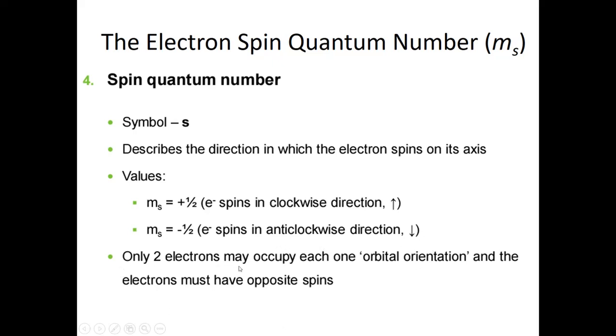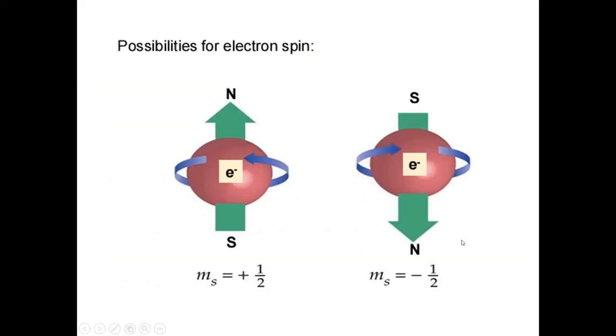Only 2 electrons may occupy each one orbital orientation and the electrons must have opposite spin. So selalunya dia mesti ada opposite spin lah, satu ke atas, satu ke bawah. Maksudnya satu clockwise and satu lagi anti-clockwise. Yang tu dia punya rule. So yang ni plus half, so maksudnya anak panah dia naik ke atas, yang ni anak panah dia negatif half, turun ke bawah macam ni. Naik and turun.